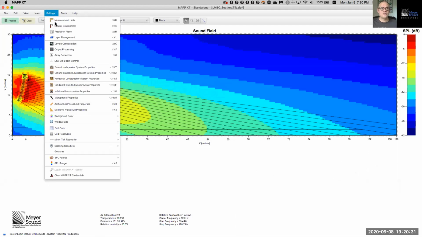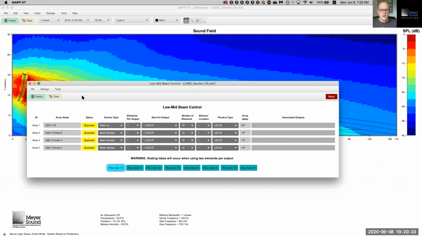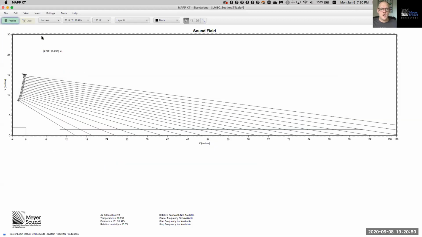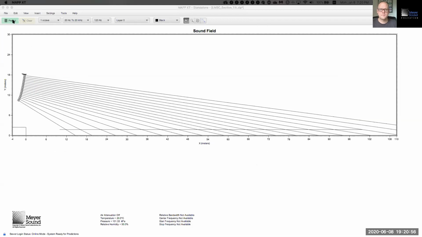Now we're going to turn on our LMBC, which now spans across 2 Galaxy devices because it's an 18 loudspeaker array. And I will explain to you how to do that across 2 Galaxy devices. There's one living on address 10. There's one living on address 11. Okay, let's see how it changes when we turn on LMBC, instructing it to do a steer up. Same frequency range.